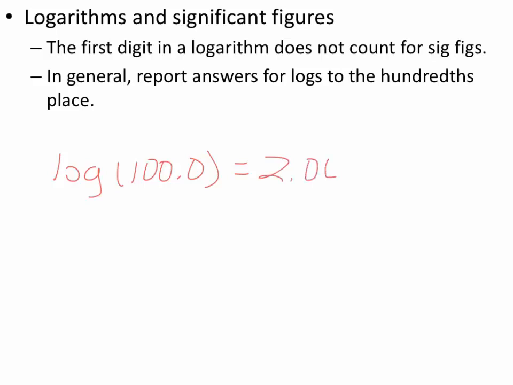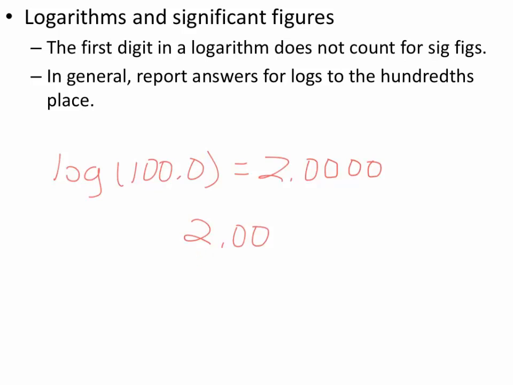and then we have to keep our sig figs in there, and we need 4 sig figs, and again that first digit, the 2 here, does not count. So in this case we would have to report 4 zeros in there. Now again, in general we want to report our answers for logs to the hundredths place. So in this case it would be acceptable to write this as 2.00. As long as you remember that this 2 does not count for sig figs.